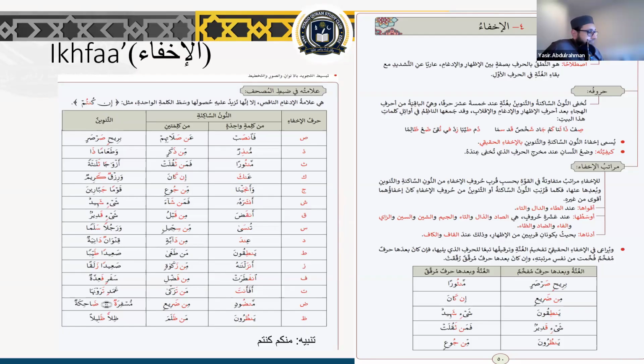So with the idhar, both of them are present because we are pronouncing the noon completely. So its nasal part and its mouth part are both present. So that's the case of idhar.